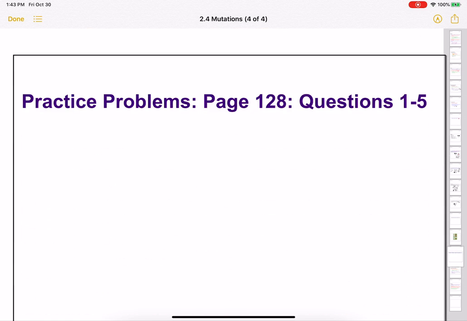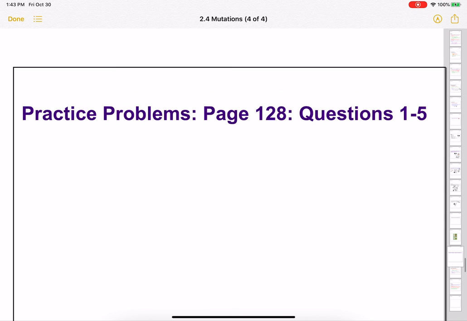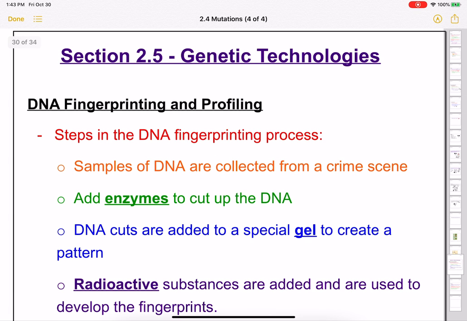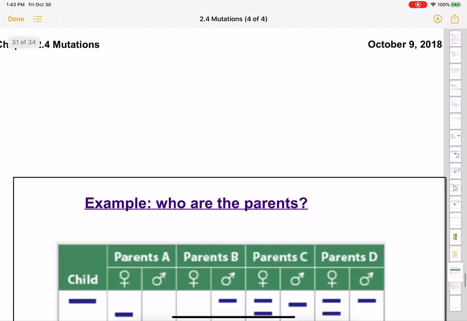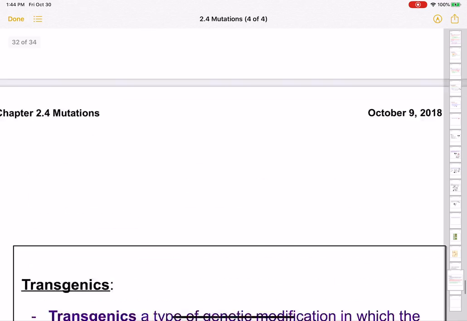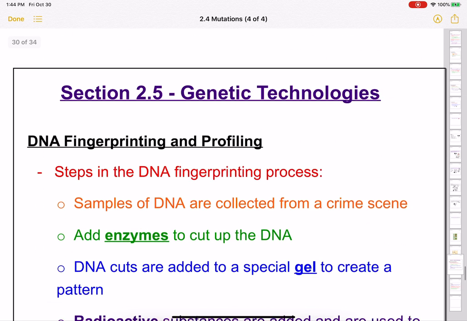Our practice problems here are on page 128. We have questions 1 to 5. I'd like you to do that, right? And then this last piece, I don't think it's really too important. Well, yeah, I'll show it to you. It's only a couple slides.